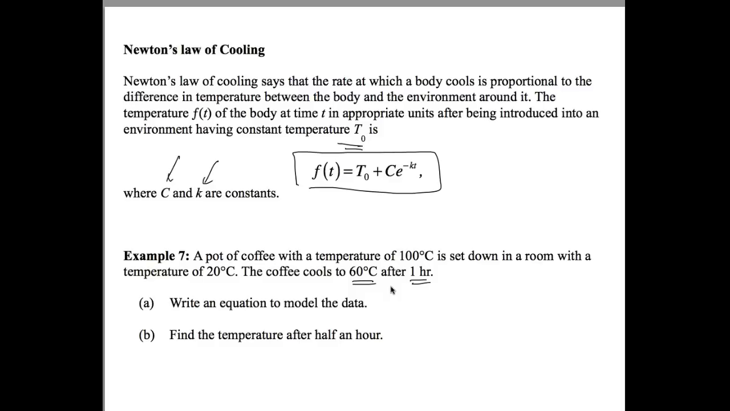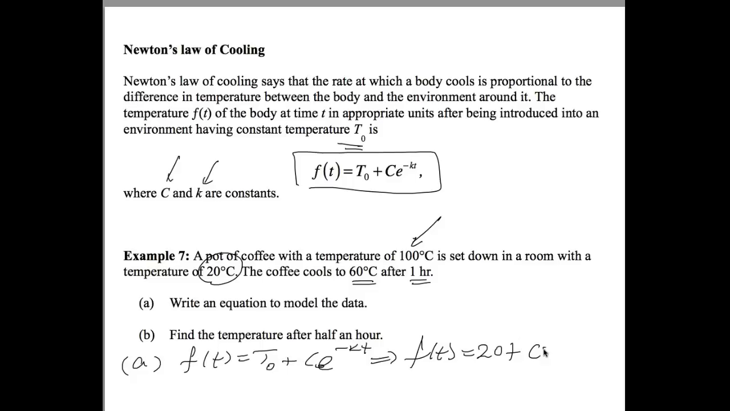All right, so let's have a look at that. Let's look at part A. We want to find a model for this. Remember that f of t is equal to T0 plus C e to the negative kt. So let's identify the things here. T0 is the constant temperature that it gets introduced to, so this is 20 degrees. So that's 20, plus C, which we don't know, e to the negative kt.